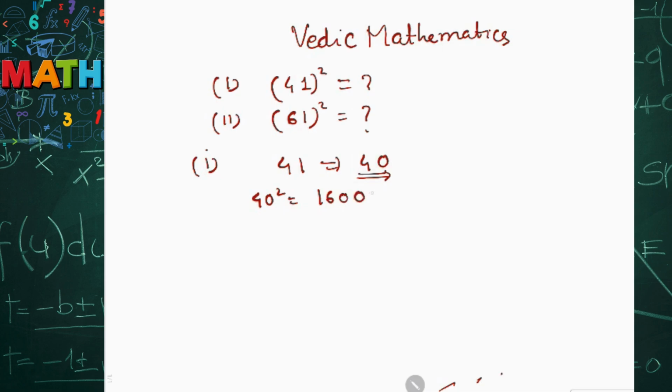Then add the base number to this. So the base number is 40, and then add the original number for which we are trying to do the square. So this is the 41. If you sum it up, it will become 1681. So this is the square of 41.